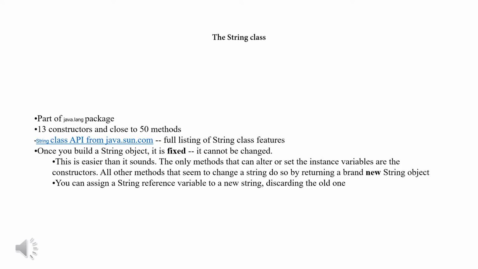Let's see the String class first. This class is part of the java.lang package. It has 13 constructors and about 50 methods. If you want to see the full list of String class features, I have provided the link here, so you can check the full list. The point here is that when you use the String class to create string objects, this type of string object is fixed. It means it cannot be changed.